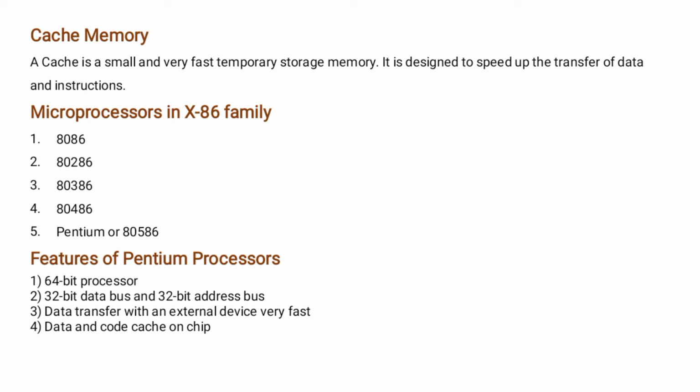Now first, 8086. The 8086 microprocessor is a 16-bit microprocessor introduced in 1978 by Intel. It was designed to be used as a CPU. It has a 16-bit data bus and 20-bit address bus. The least significant 8 bits of the address bus are accessed on the same 8 lines as that of the data bus. This bus is known as a multiplexed bus.